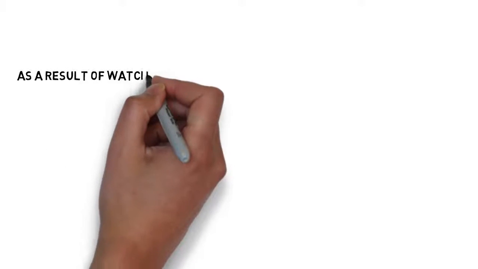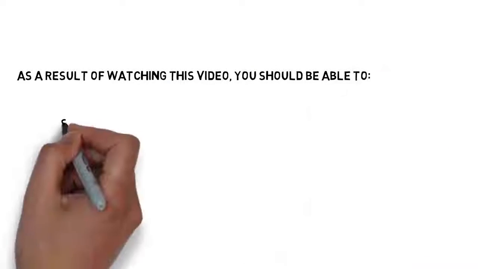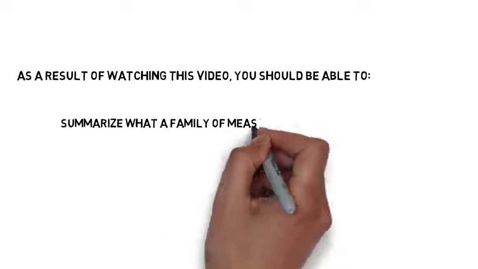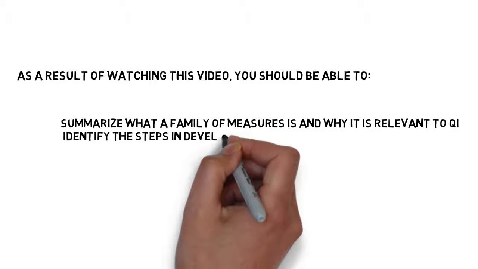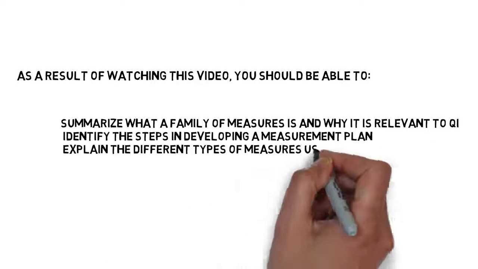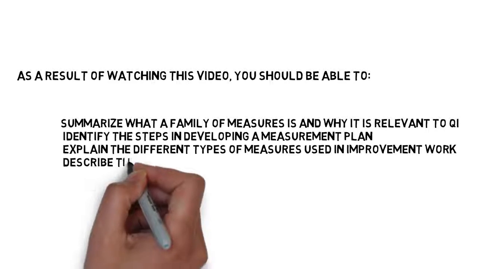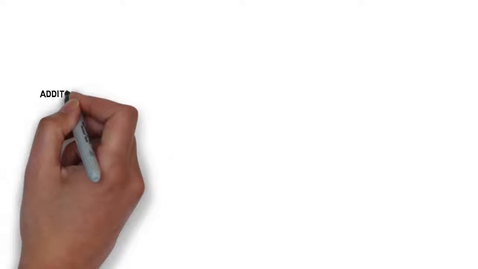This concludes Module 2 of Measuring for Improvement. As a result of watching this video, you should now be able to summarize what a family of measures is and why it is relevant to QI, identify the steps in developing a measurement plan, explain the different types of measures used in improvement work, and describe the importance of operational definitions.